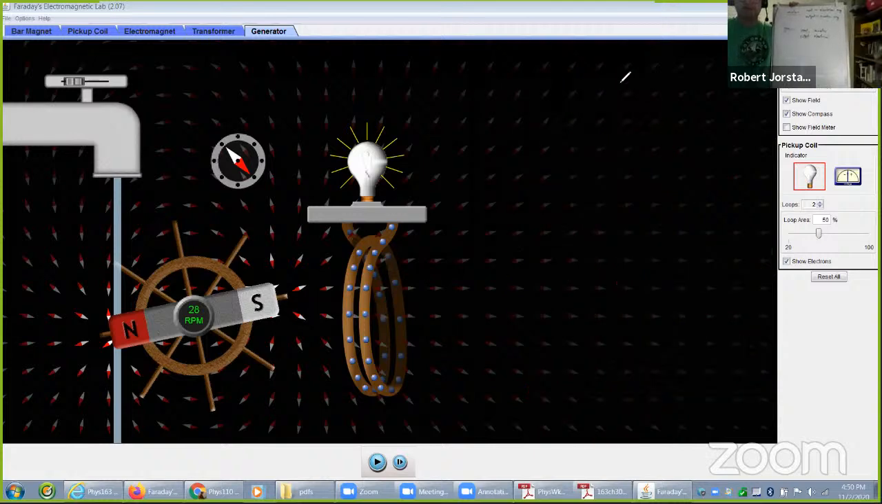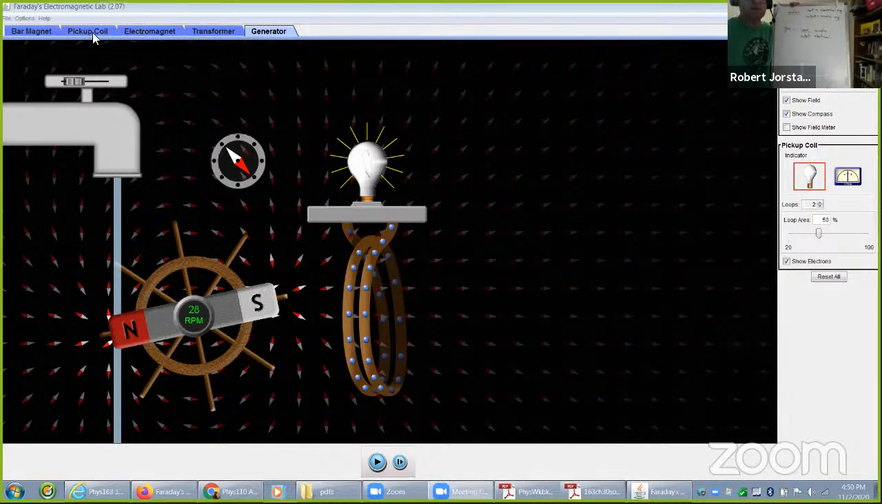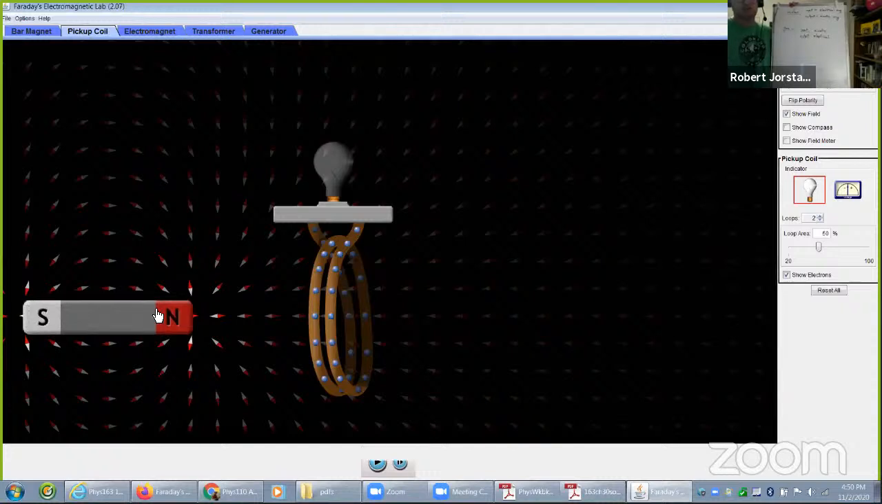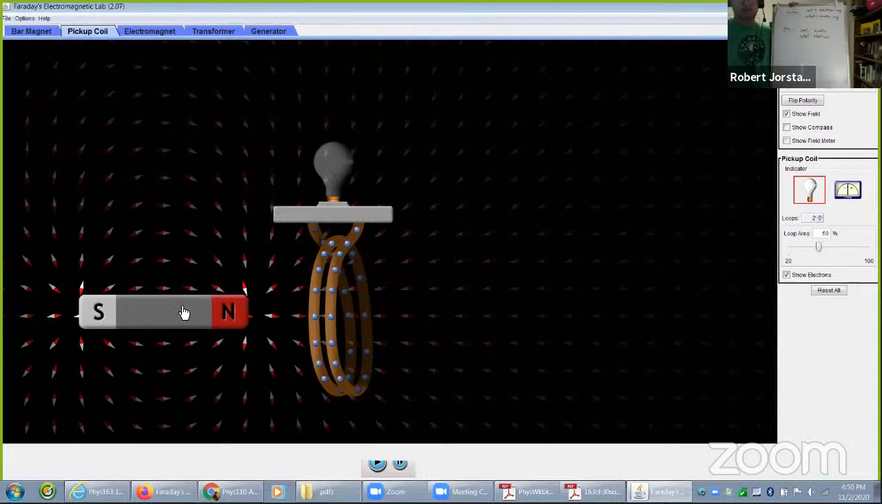Now let's think about this. Let's go back to our simple. Okay, so that was kind of jumping ahead, but let's go to this one. The idea here is there's a couple of different things you can do to change the amount of flux. So clearly we could make the magnet stronger. If you use a really weak magnet versus a very strong magnet, there's a different amount of flux.